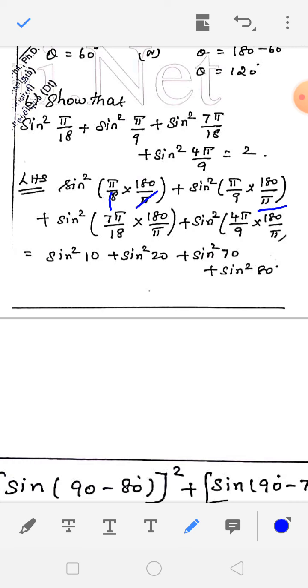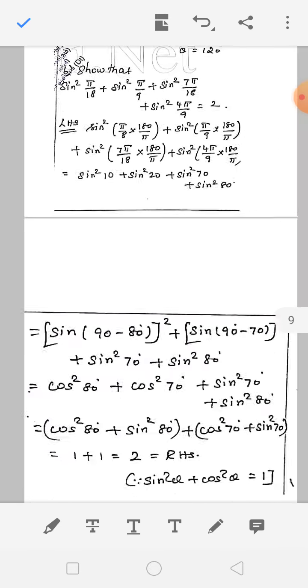Pi gets canceled, and 18 gets canceled, so you will get 10°. In the next one, π gets canceled, 9 twos are 20°, and then π gets canceled, 18 gets canceled, so we get 70° and then 90°. Okay, this is what we have to get.